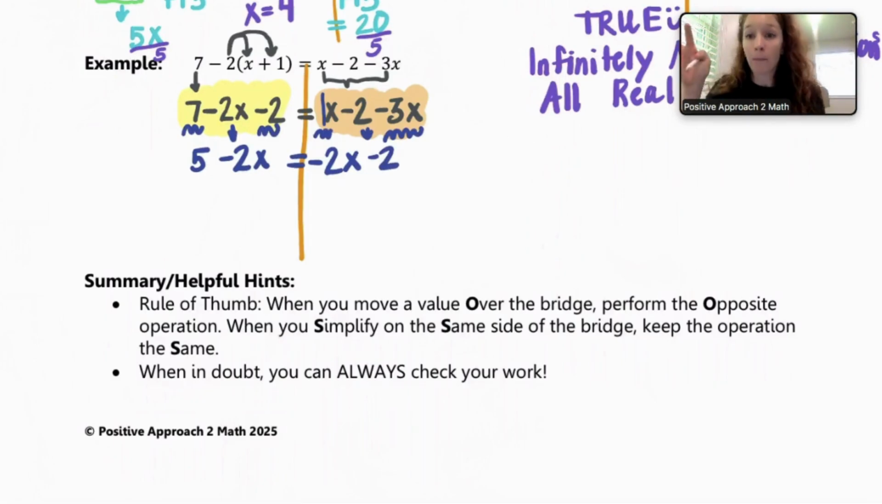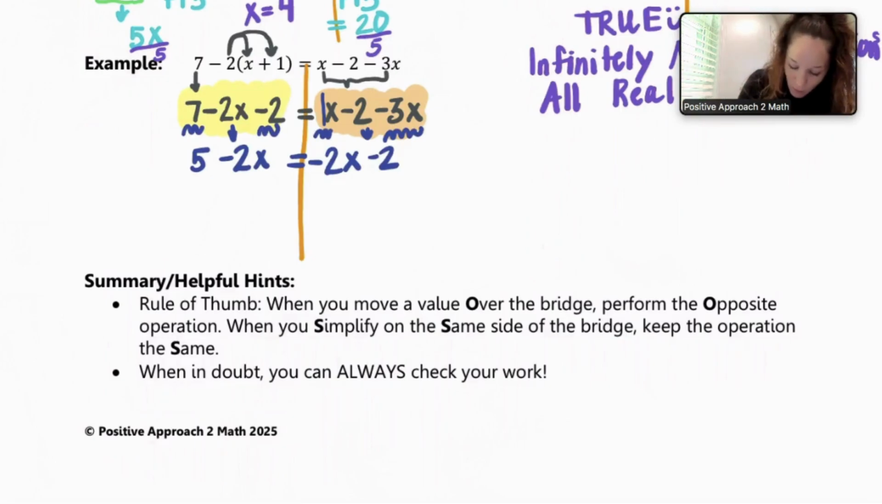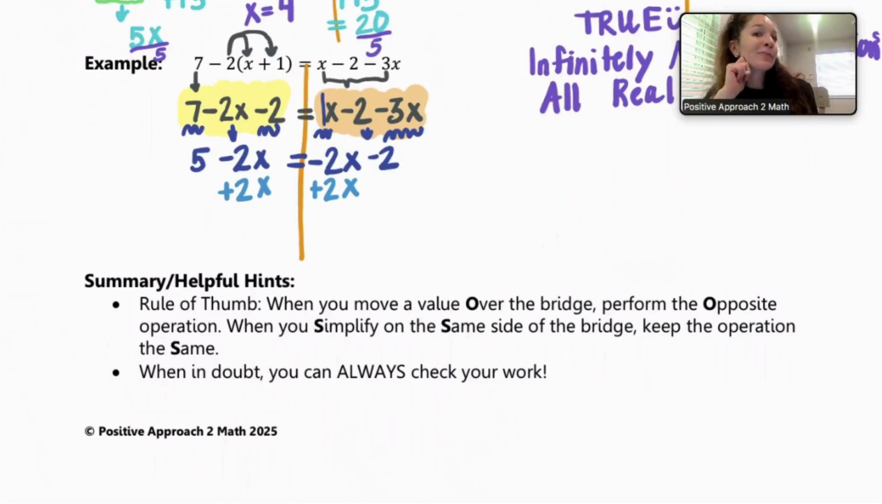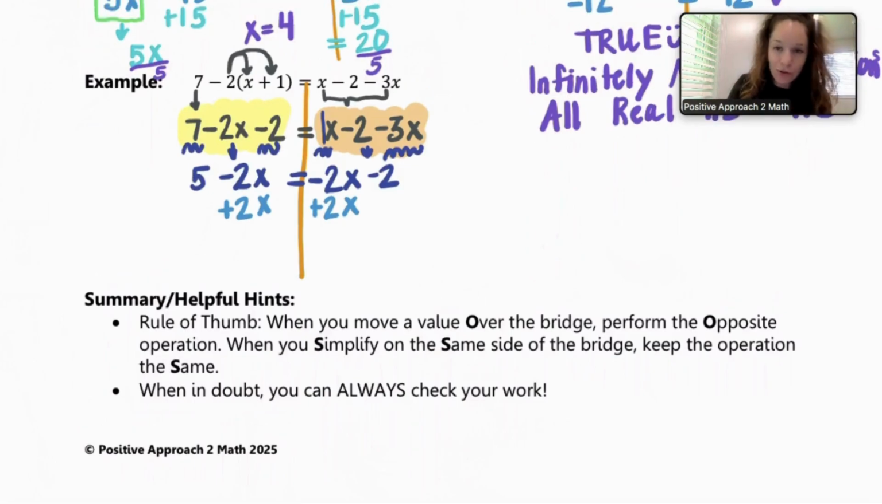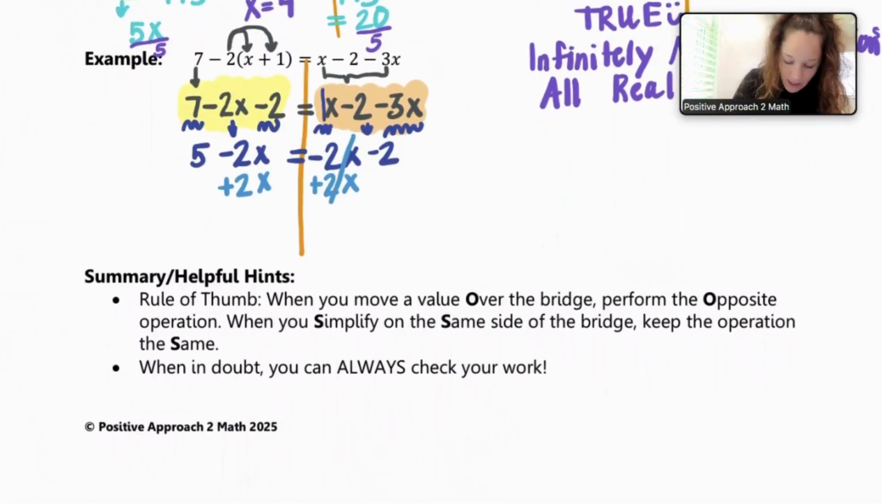Okay. Now I'm going to move my variable over. I need to get my variables all on one side. So I'm going to take that minus 2x on the right, and I'm going to move it over by adding 2x. And because I'm moving it over the bridge, I do the opposite, O and O. So I'm going to add, okay, negative 2 plus 2 will go to 0. They will cancel, and it's going to cancel on both sides. So what we're left with is 5 equals negative 2. We don't have a variable to solve for.